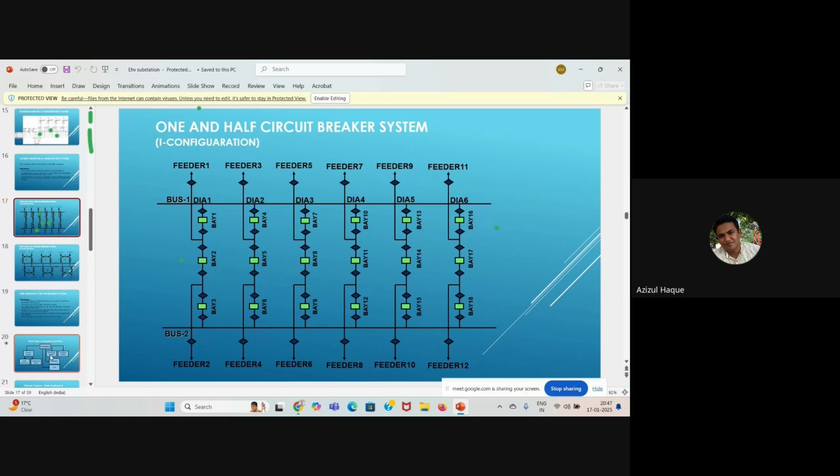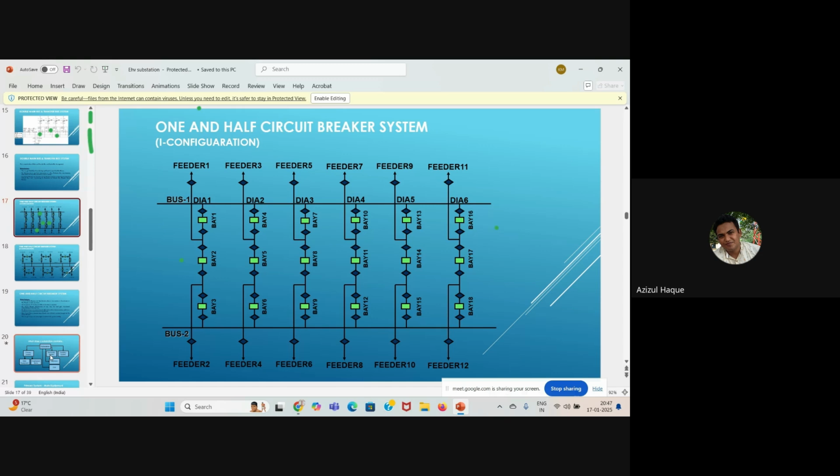So again, cost optimization is the design criterion. How much power will flow, how much revenue will be generated, and according to that, whether providing these extra breakers is cost effective or not. That is one big point of consideration.